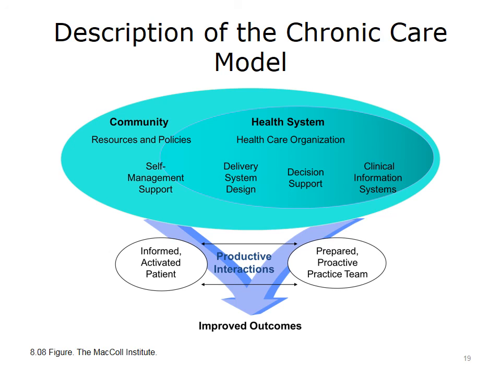And all of those things in the ovals at the community and health system levels feed down into having informed, activated patients and a prepared, proactive practice team. If you have all of those things, you'll actually have improved outcomes.